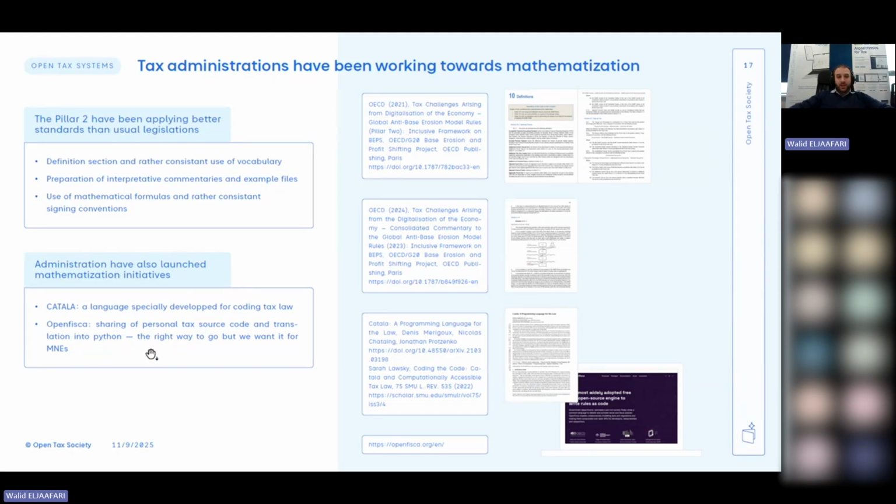And also, next to it, there is an initiative by tax administrations to develop some of the tax computations in open source, in code readily usable in Python, but it's mostly focused right now on personal income tax and a lot less on corporate income tax and direct taxes, which is the topic that we're trying to tackle right now.